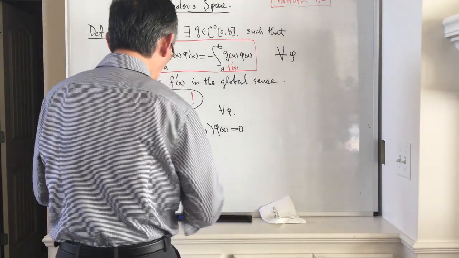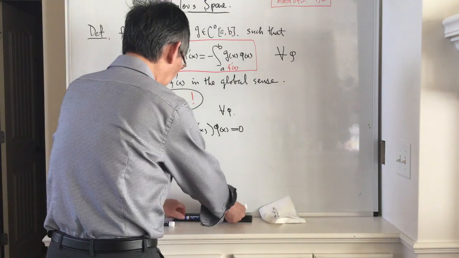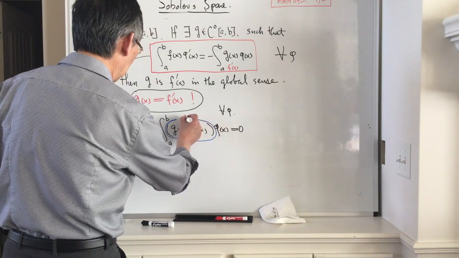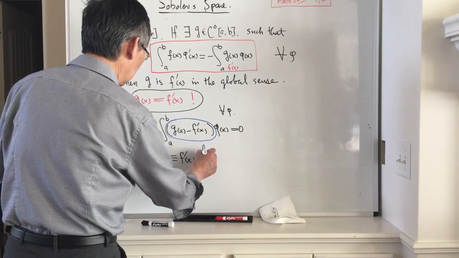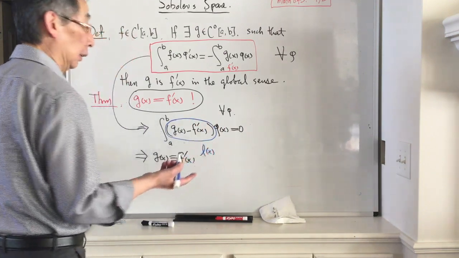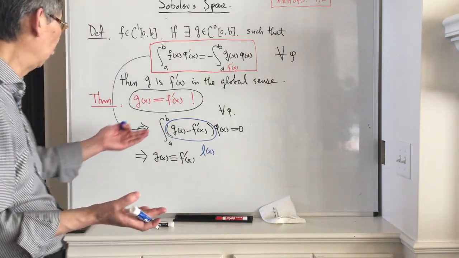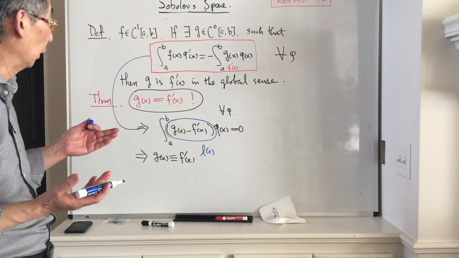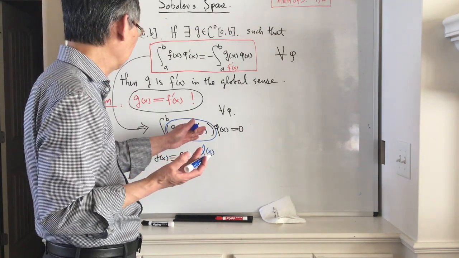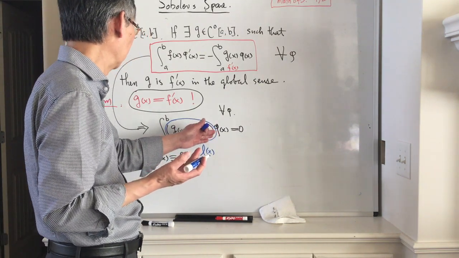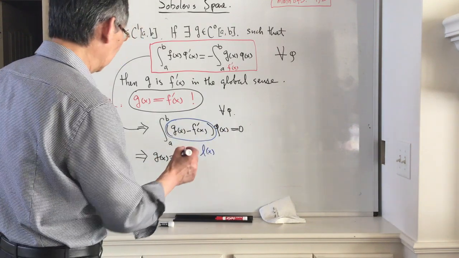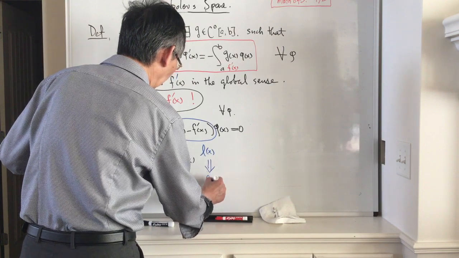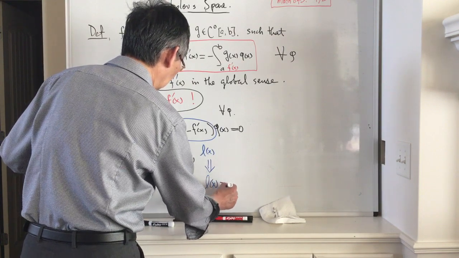Now let's say, I'll use a different color, I'll just consider this different function to be L(x). Now L(x) is what? It's a continuous function, right? Because g is assumed to be continuous, and f prime is continuous. So this continuous function, when multiplied by any test function, is always equal to 0. And this will imply that we're going to show that this continuous function is identically equal to 0.